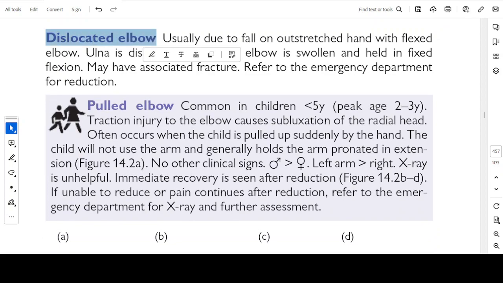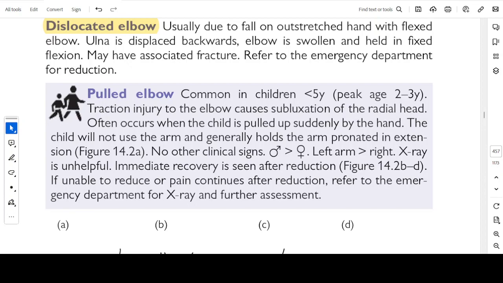Dislocated elbow. Usually due to a fall on an outstretched hand with a flexed elbow, the ulna is displaced backwards, the elbow is swollen and held in fixed flexion, and may have an associated fracture. Refer to the emergency department for reduction.